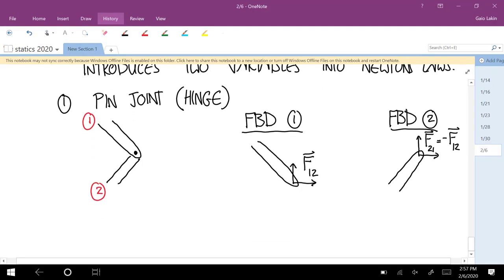What about the signs of these? So imagine body two being fixed to the ground. Could you have positive components? Yeah, could you have negative components? Yeah, I mean, it's all just like, no matter which direction you try to move, that force will keep you from moving.